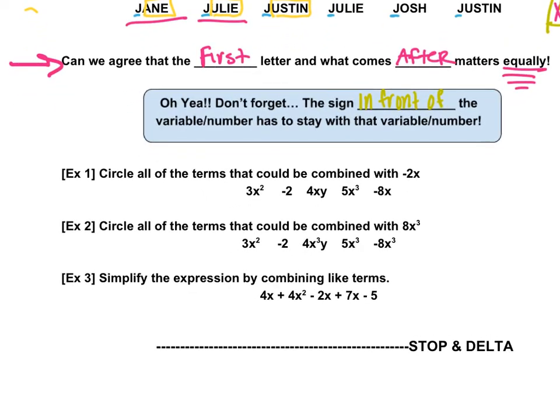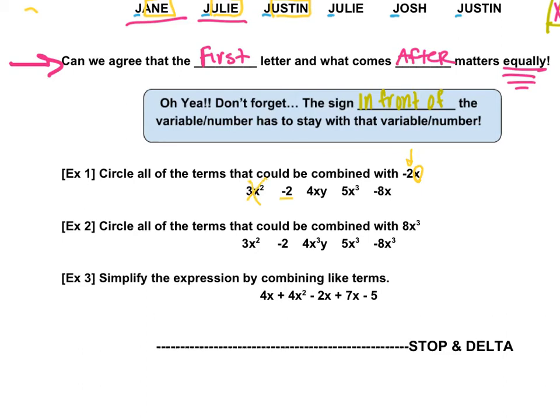So here, for example 1, let's circle all of the terms that could be combined with negative 2x. So the negative 2 tells us how many. The x tells us the person's name. So how many other x's do I have? So I have something here that starts with an x, but it has a 2 after it. And this term does not have a 2. So yes, they both start with an x, but what comes after it is different. So we're not able to say that those are like terms.